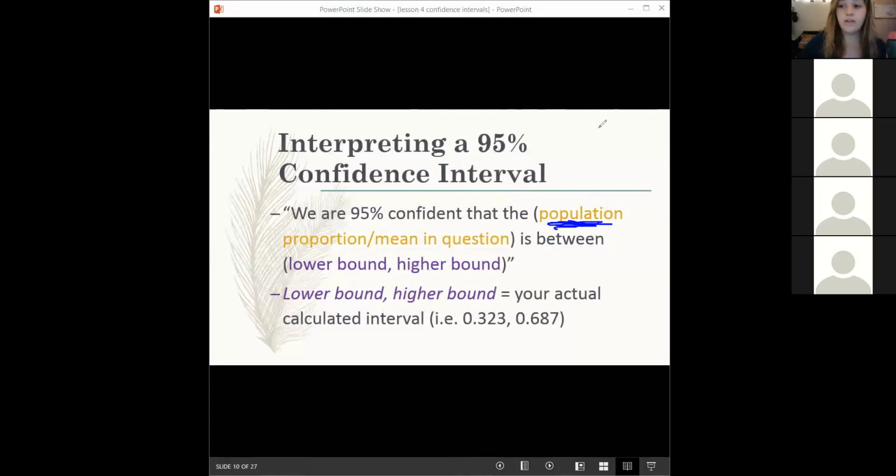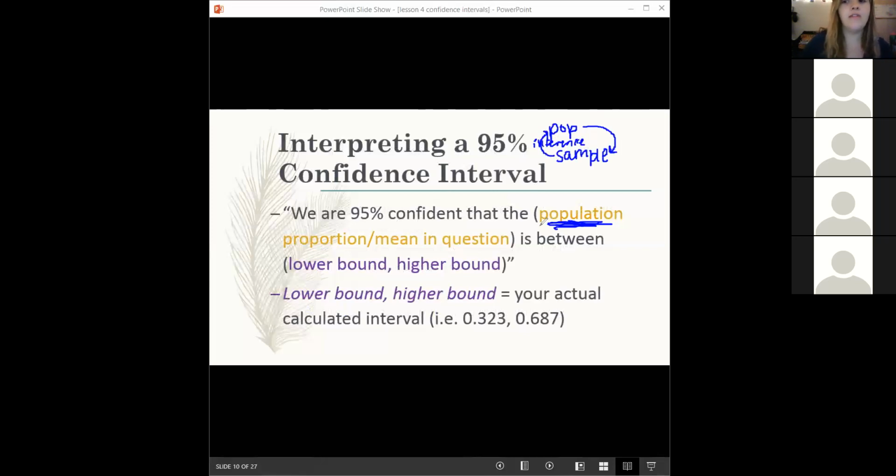Remember I talked about this cycle thing. So we have our population, and then we have our sample. We take samples from our population, and then we use the sample to make an inference about our population.